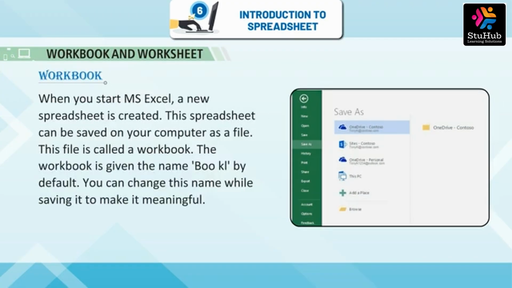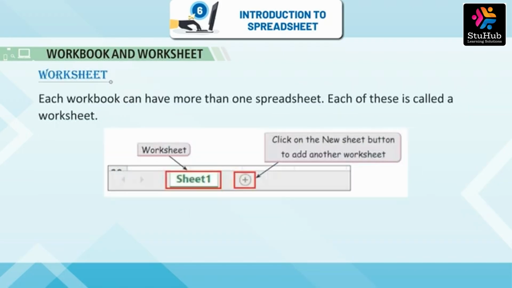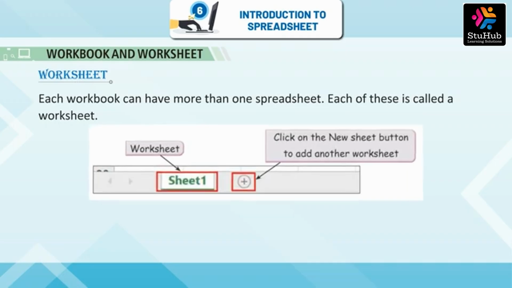Workbook and worksheet. Workbook. When you start MS Excel, a new spreadsheet is created. This spreadsheet can be saved on your computer as a file. The file is called a workbook. The workbook is given the name Book 1 by default. You can change this name while saving it to make it meaningful. Worksheet. Each workbook can have more than one spreadsheet. Each of these is called a worksheet. Click on the New Sheet button to add another worksheet.